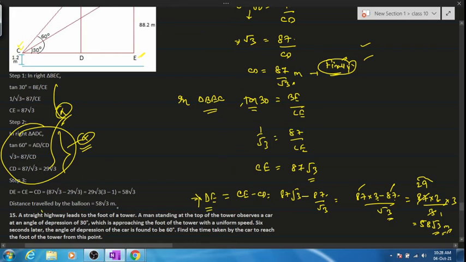A straight highway leads to the foot of the tower. A man standing on the top of the tower observes a car at an angle of depression 30 degrees. When it approaches the foot of the tower with a uniform speed, 6 seconds later, now this is a very important and mind-boggling question, because it will cover two concepts. One is the speed-time concept and the other is obviously heights and distances. So after 6 seconds the angle of depression is found to be 60 degrees. Find the time taken by the car to reach the foot of the tower.